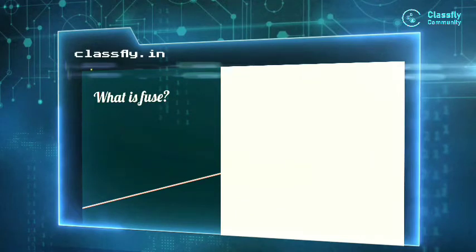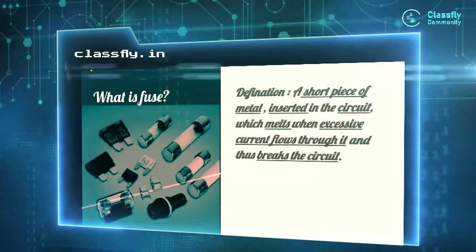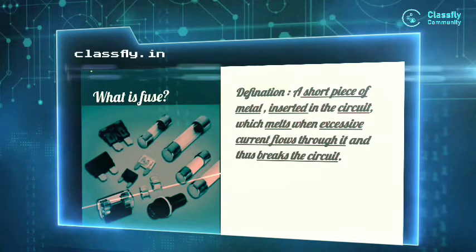What is a fuse? First we will learn what a fuse is, but before that we have to see how it looks. So these are the types or variations of fuses. Now let's move on to the definition. A fuse is a short piece of metal inserted in a household circuit, which melts when excessive current flows through it and thus breaks the circuit.